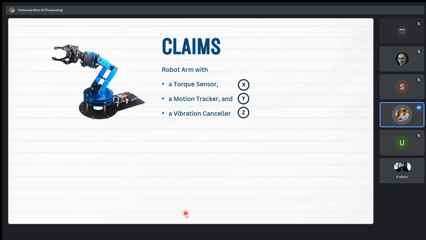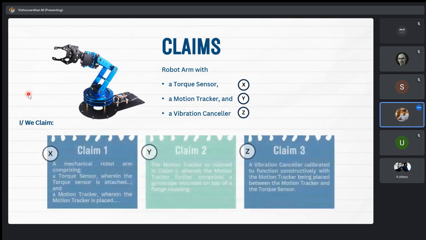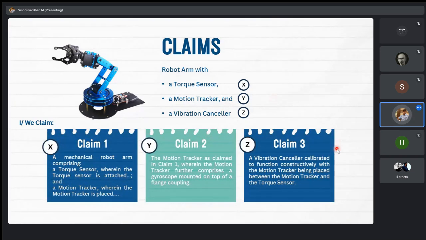So imagine an invention for a robotic arm. This robotic arm has three components: a torque sensor, a motion tracker, and a vibration canceller. So these are three components. And a claim always starts with I or We claim. If it's only a single applicant, I claim. If it's multiple applicants, We claim. Then you have claim one, claim two, claim three, X, Y, Z.